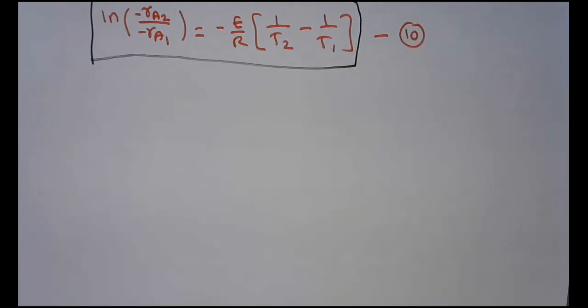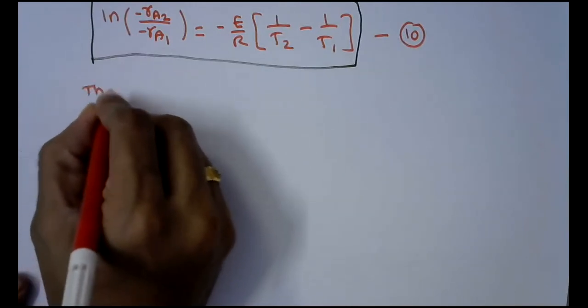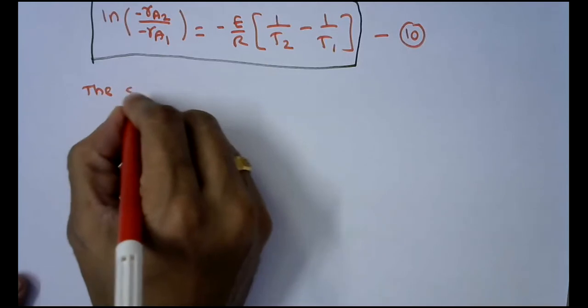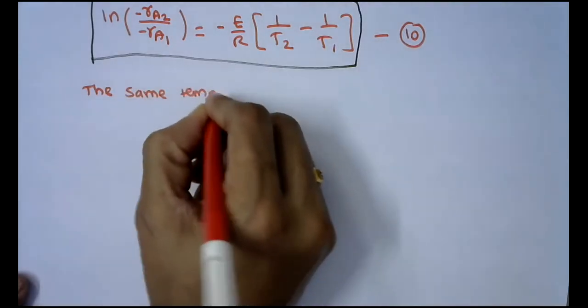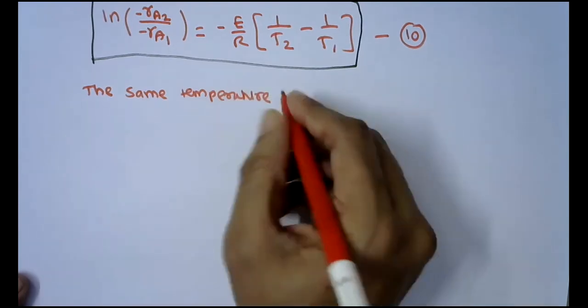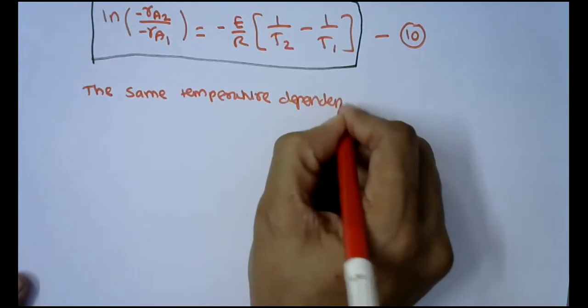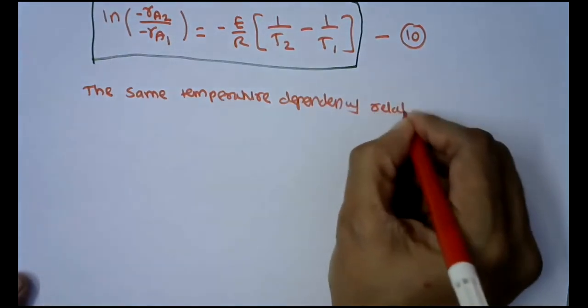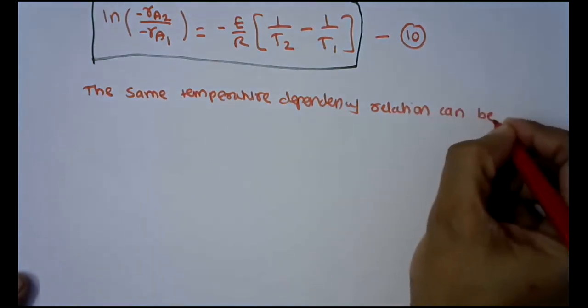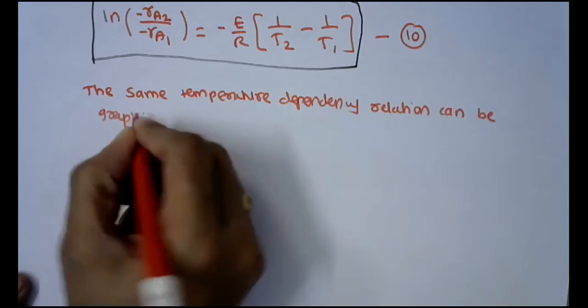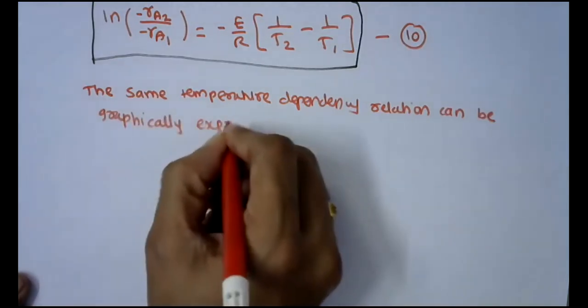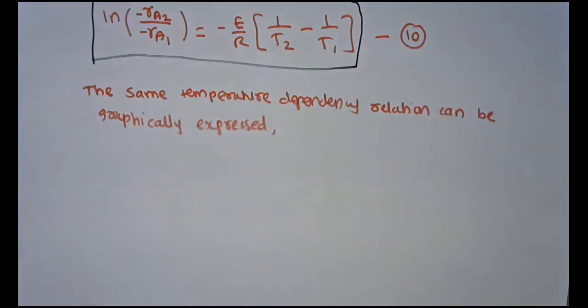Now, let us consider again the equation 3, the basic equation. So I'll rewrite the same temperature dependency relation, which can be graphically expressed or rather can be estimated graphically. Now, how will you do it, or how will you estimate it graphically?